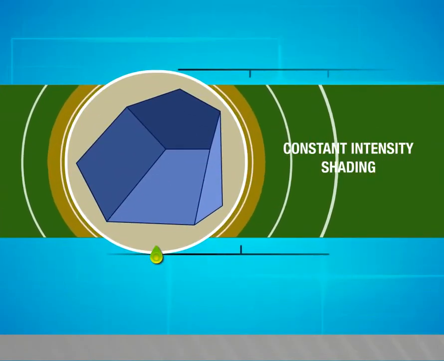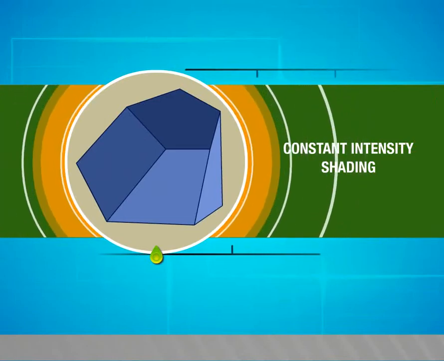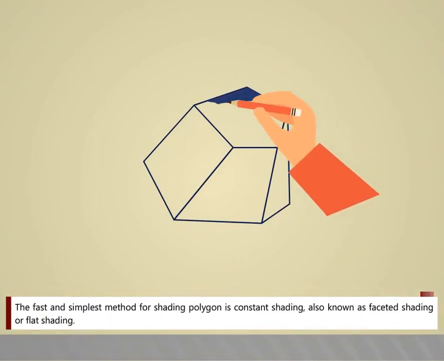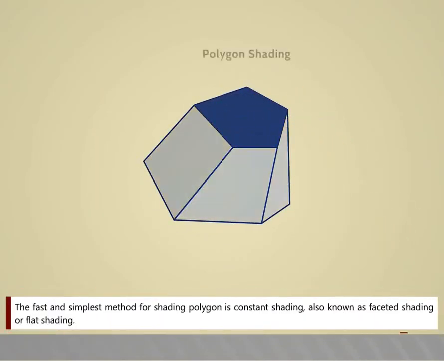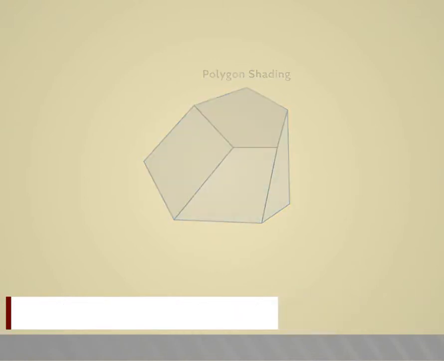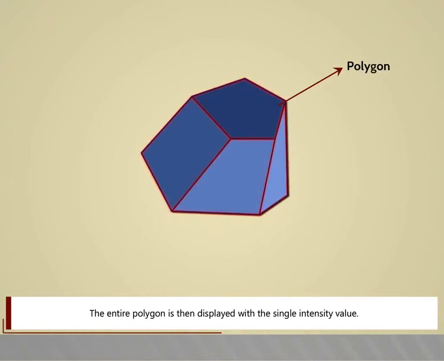Constant intensity shading. In this video, we are going to see about constant intensity shading. The fastest and simplest method of shading a polygon is constant shading, also known as faceted shading or flat shading. The entire polygon is then displayed with a single intensity value.